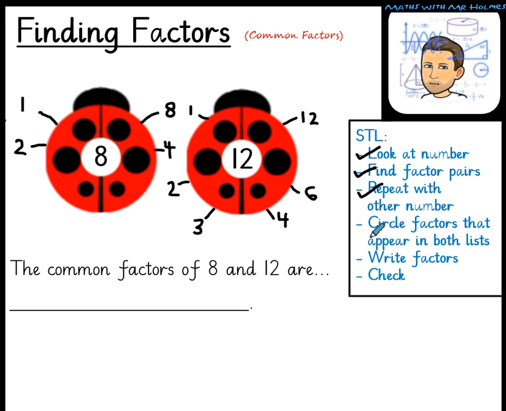And now we're going to circle the factors that appear in both lists. So 1 appeared in both lists. 2, yes, appeared in both lists. 4, yes, 4 appeared in both lists. And then 8 was the only other factor of 8, but not a factor of 12. So the common factors of 8 and 12 are 1, 2, and also 4.